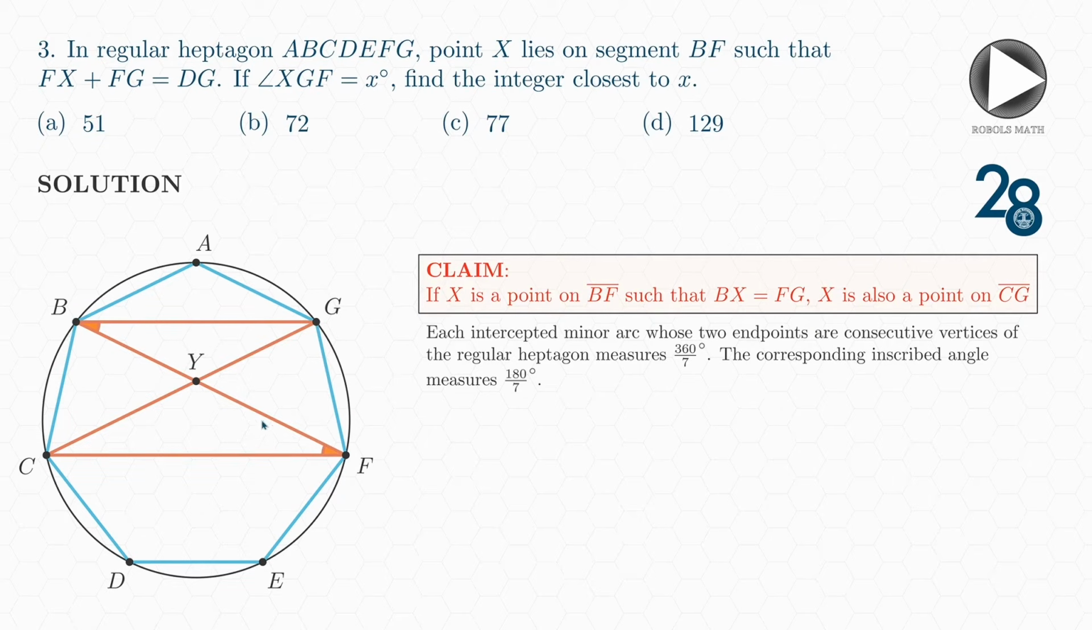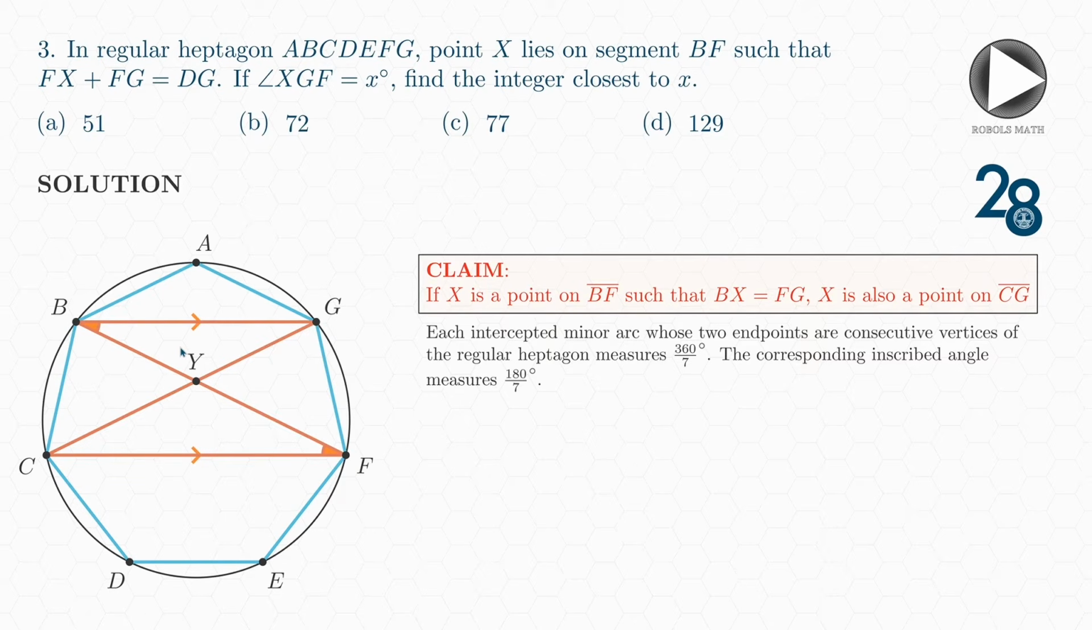While we're here, since we're able to show that both of them measure 180 degrees over 7, we can conclude that CF is parallel to BG by the converse of the alternate interior angles theorem, right? I hope you get it. This is not important actually. These lines being parallel is not important to the solution, but I just figured it's worth mentioning here.